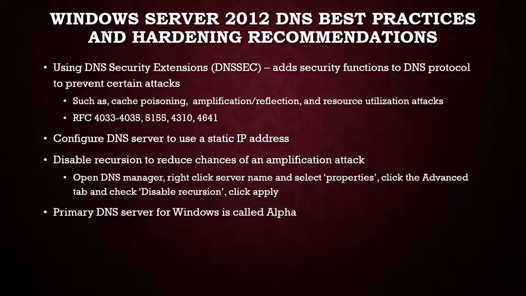Next, we'll be talking about the Windows server, DNS for IIS. When using the Windows server, you can use the DNS security extensions. These add security functions to the DNS protocol that can be used to prevent certain attacks, such as cache poisoning, amplification, reflection, as well as resource utilization attacks, which will be explained in a second.